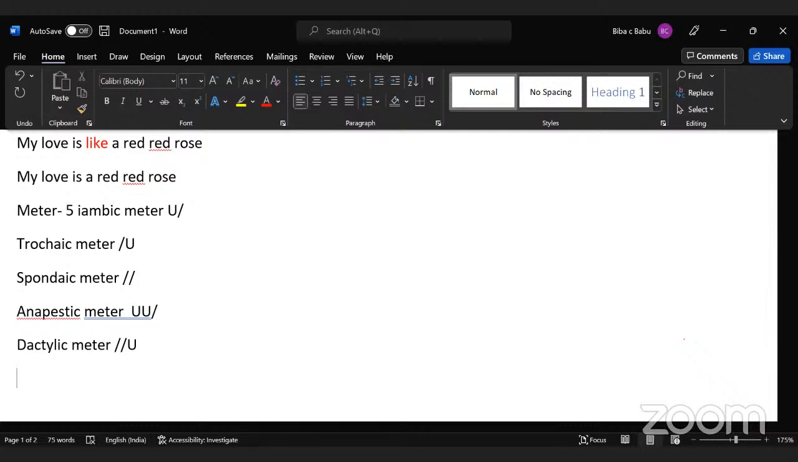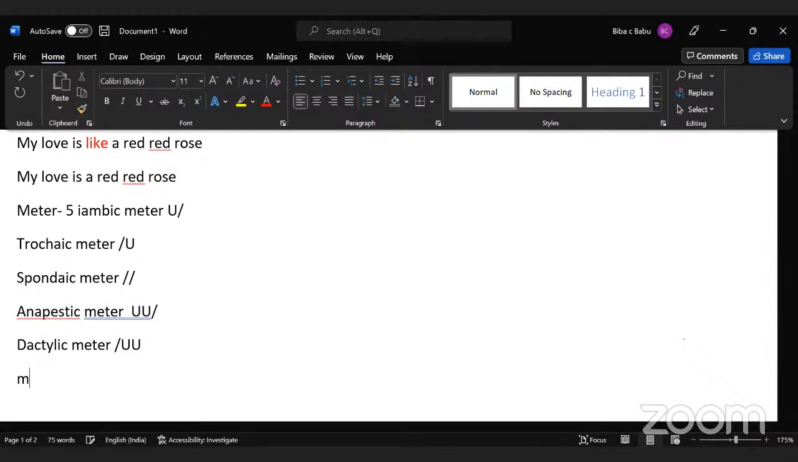Dactylic meter is stressed, unstressed, and unstressed. Oh, sorry. My mistake. Stressed, unstressed. It is the opposite of anapestic. Yeah. You can compare it and study. Iamb and trochaic you can study together. Anapestic and dactyl you can study together.